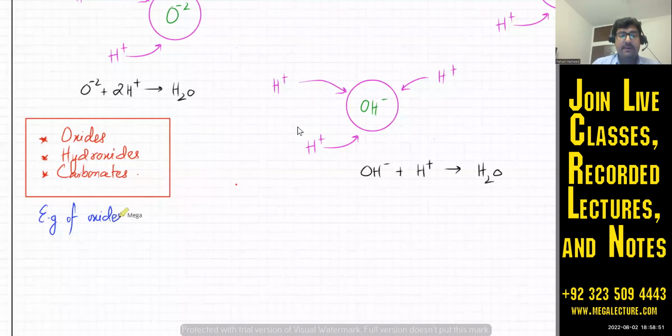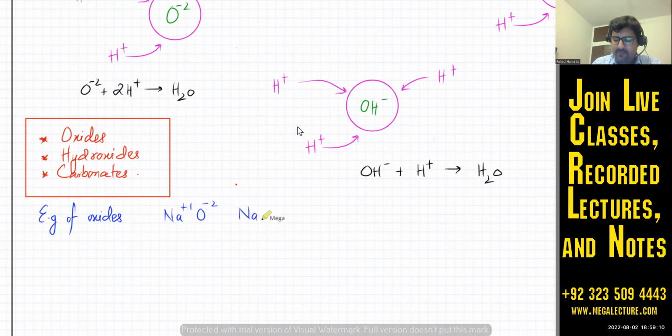Okay, examples of oxides. Like sodium oxide, that's one example. It's got Na, which is +1, and O, which is -2. Remember, O is -2. It's group 6. Group 6 ka charge kya hota? That's -2. If you do crisscross, what will be the formula? It's going to be Na2O. That's a base. Okay, that's the formula of the compound.